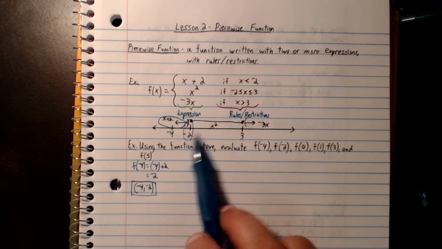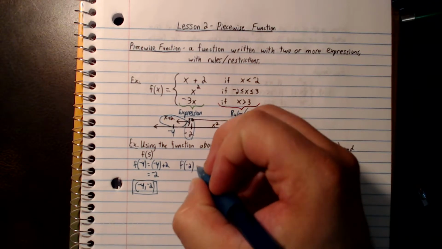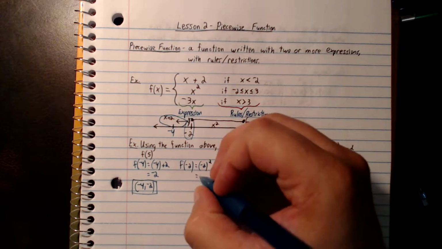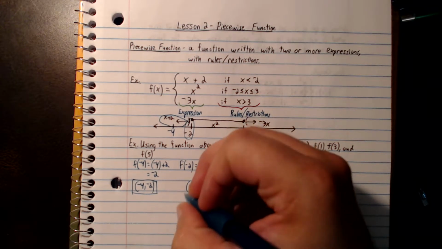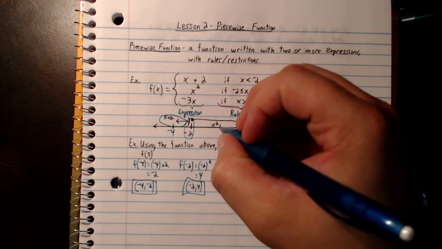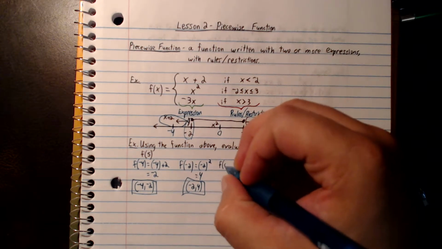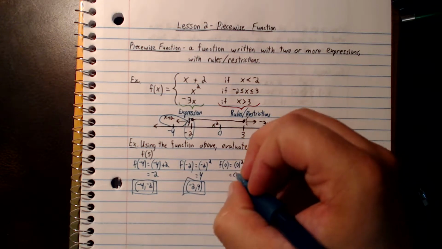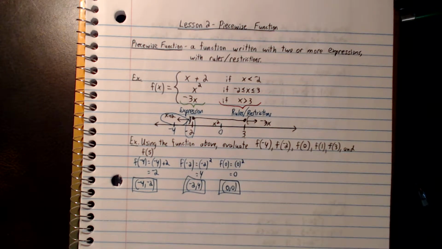Now I know -2 belongs to this x squared expression. -2 squared becomes +4. So we get -2, 4. 0, right? 0 is somewhere in between -2 and 3. So again, I'm still using x squared. 0 squared is 0. So 0, 0 would be our solution here.